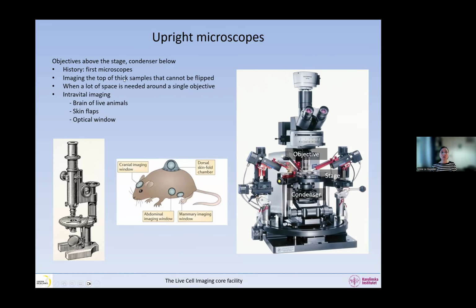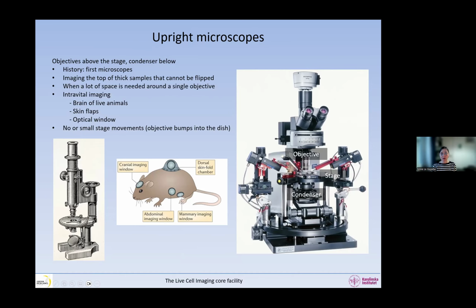When I say imaging the top of thick samples that cannot be flipped, one typical example is that if you're doing intravital imaging and you are, for example, studying the brain of mice and you have a little window, you do not want to flip the mouse because it's not physiological. The brain is going to react completely differently if the mouse has its legs up or not. So in this type of case, it's better to image from the top. Or if you have a tissue model that is in liquid and you need to image the top of the tissue, not the bottom. In this type of case, you need an upright microscope.